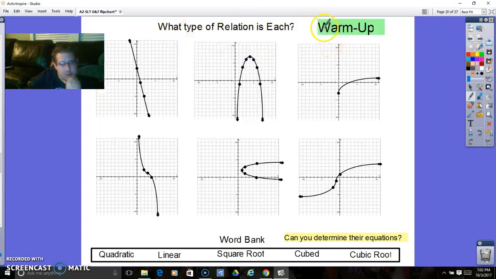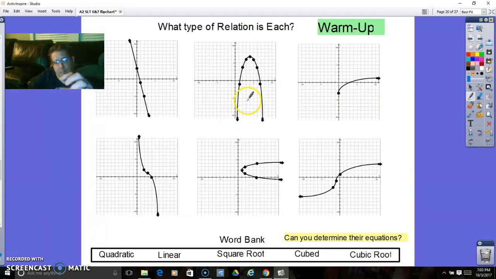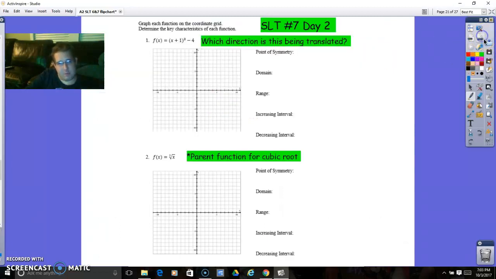All right, so what type of relation? So this was the start of day 2, most likely. This is linear. This is quadratic, but it's facing down. This is square root. This is cubed. This one is kind of square root, but not really. It's the inverse relation of a quadratic. So it is the cubed if it had an existing negative side, but it doesn't. And this is cubic root. This is cubed, this is cubic root. So you can clearly see that the inverses of each other look like themselves, but they've been reflected to the other side of y equals x.